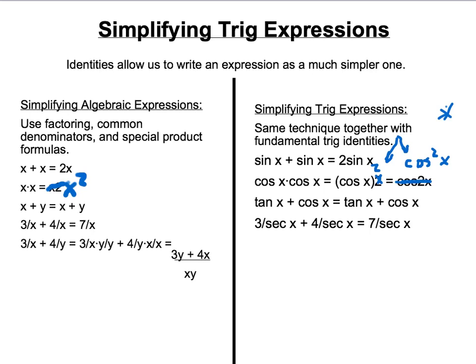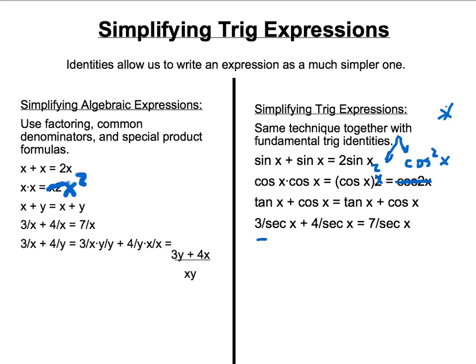Tangent and cosine are not like terms, so we would not add them together. They're as simplified as possible. You'll find that we can treat them as common denominators: 3 over the secant of x plus 4 over the secant of x is 7 over the secant of x.